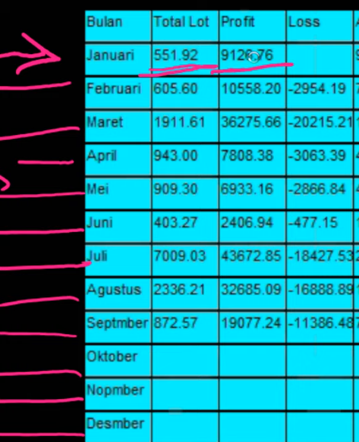And please remember, this is a micro account, so 605 lots equals 60 lots. The loss was 2,954, so the net profit for the month of February was 7,600. So this is the total analysis.